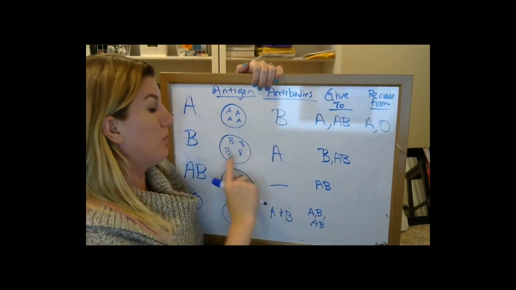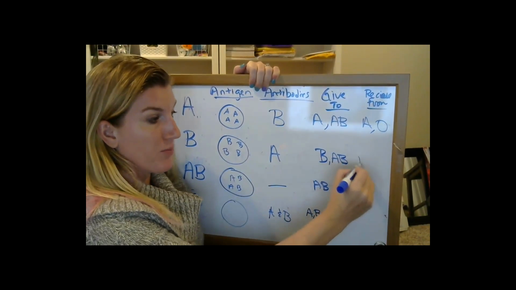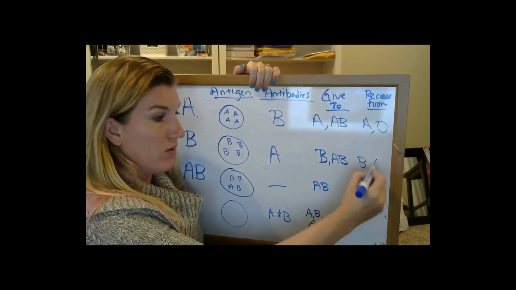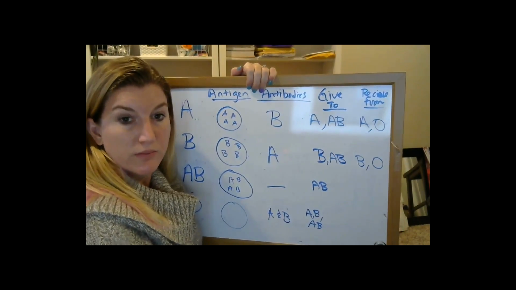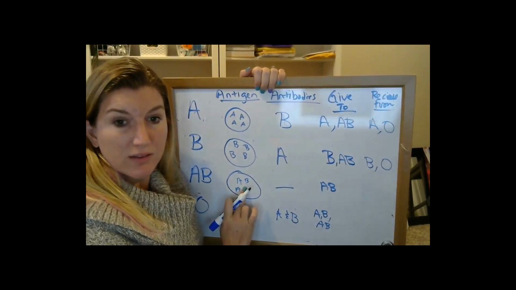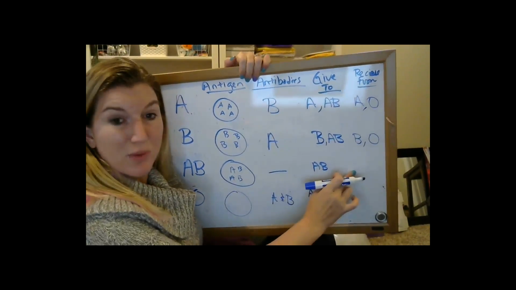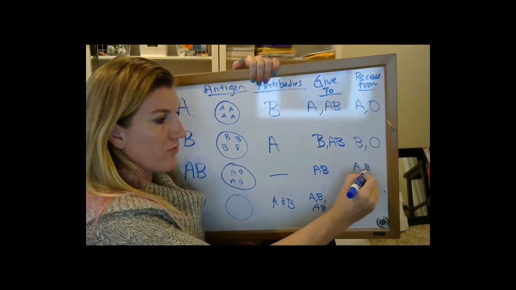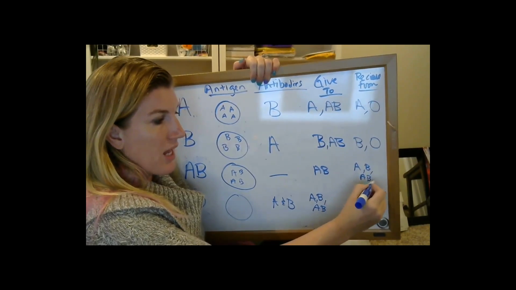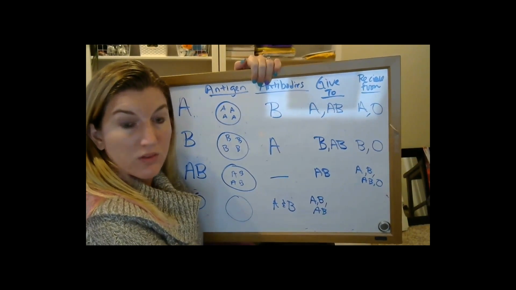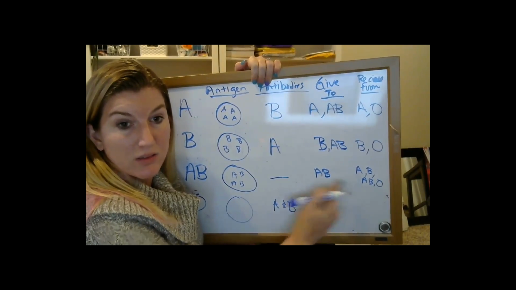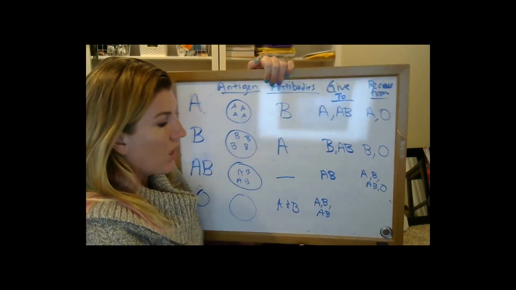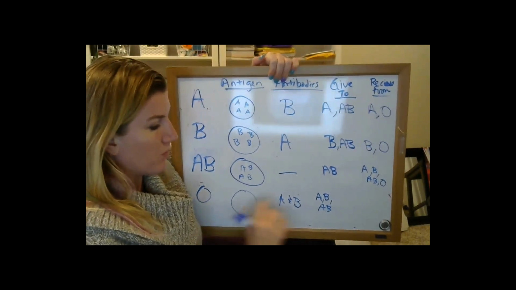If you are blood type B, you can receive blood from other B people or other O people. If you're blood type AB, you can receive blood from everybody. You can get it from A, you can get it from B, you can get it from AB, and you can get it from O. It's called the universal recipient. And then blood type O people, oops, we left off here.